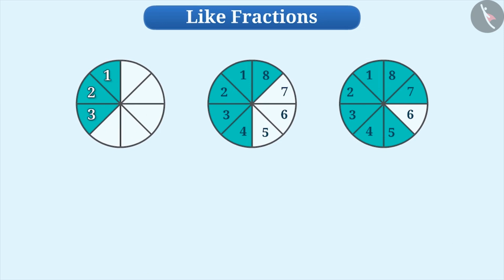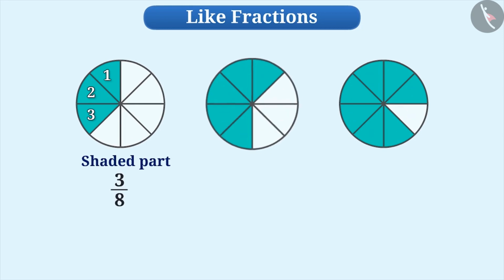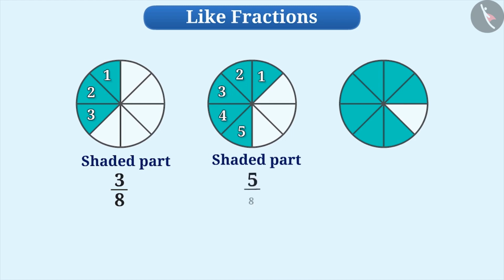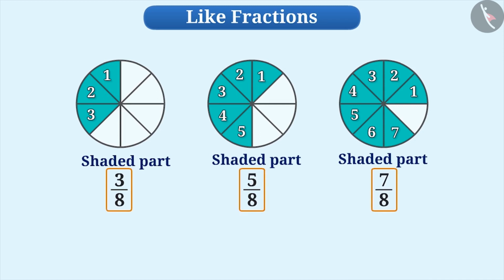Since 3 out of 8 parts are shaded in the first figure, therefore, the fraction of shaded parts can be represented as 3 by 8. Similarly, the shaded parts in the second figure is 5 by 8 and the shaded parts in the third figure is 7 by 8. Can you identify the similarity in these fractions by looking at them?